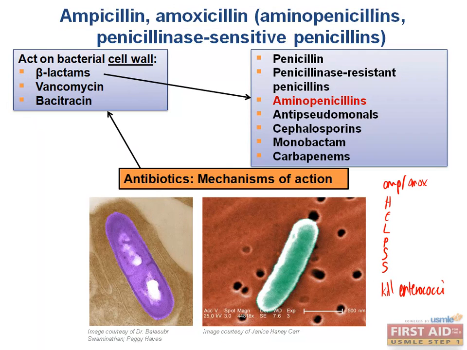The mnemonic that I've written on the screen for you, ampicillin or amoxicillin helps kill enterococci, is helpful in remembering the organisms against which these antibiotics are effective. So I've written them out for you. Namely, they are Haemophilus influenza, E. coli, Listeria, Proteus mirabilis, Salmonella, Shigella, and of course, enterococci. When used without beta-lactamase inhibitors, beta-lactamases will cleave the beta-lactam ring, which is its mechanism of resistance.